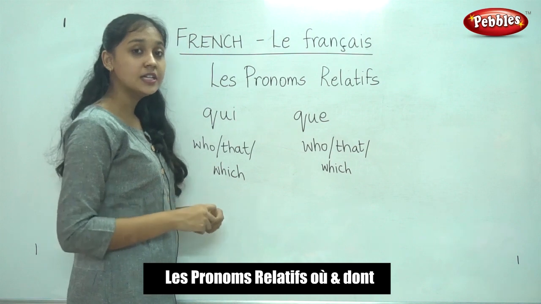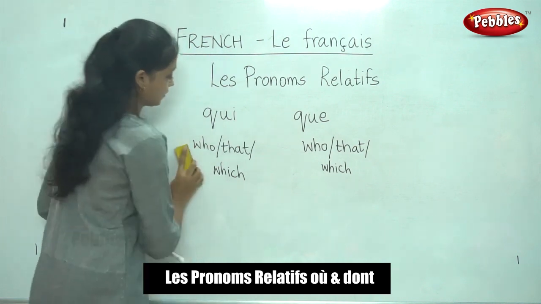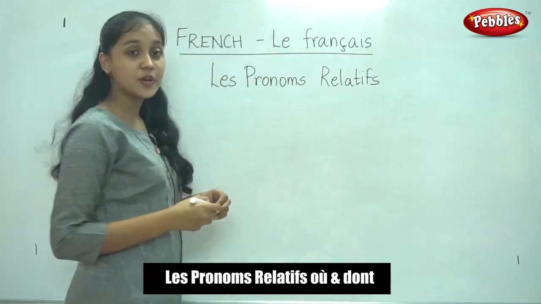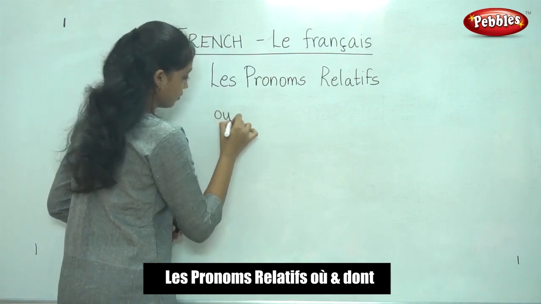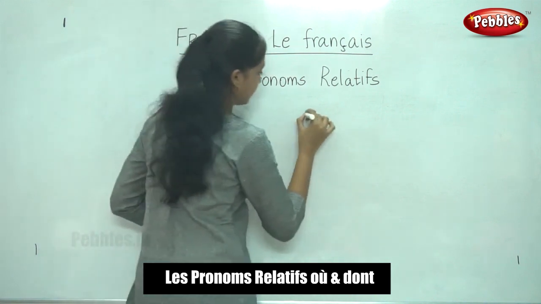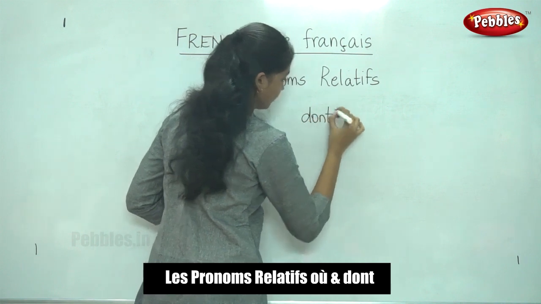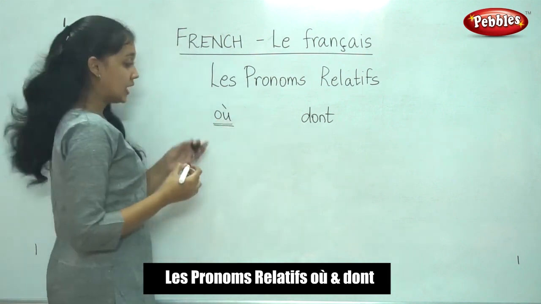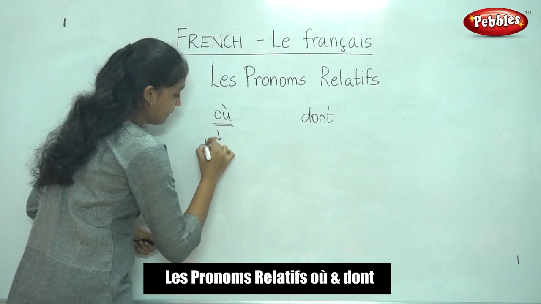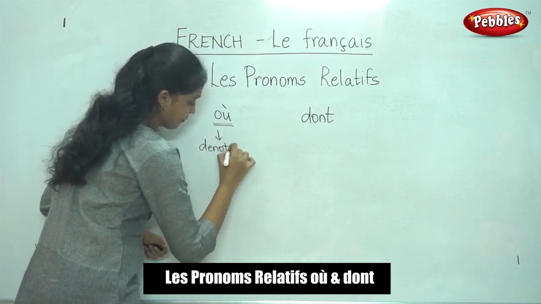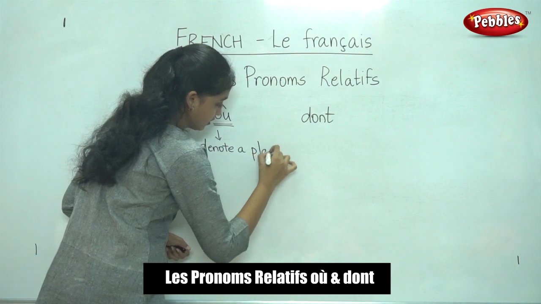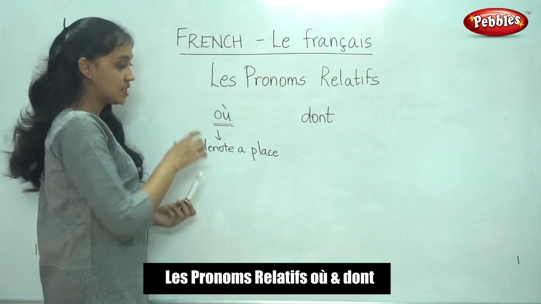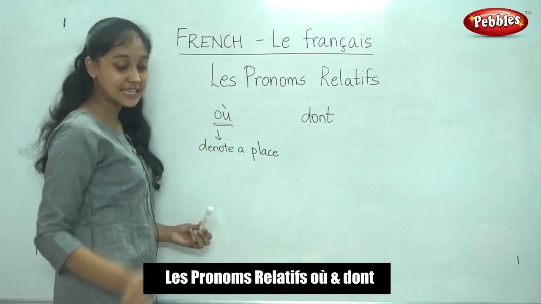Today, we are going to learn two more relative pronouns. The two pronouns we are going to learn today are ou and dont. Ou and dont. Now, the word ou is used to denote a place. Ou, it is used to denote a place. So now, shall we see the use of ou in a sentence?